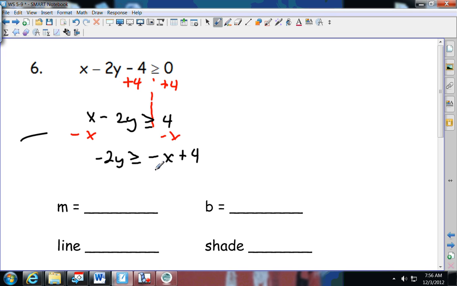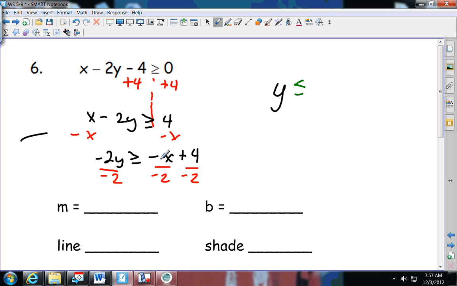Now, from here, be very careful because we're going to divide by negative 2. So I get y equals, now we divide by a negative, so what should happen? Flip the sign. Not equal. We should have y, and it should become less than or equal to.